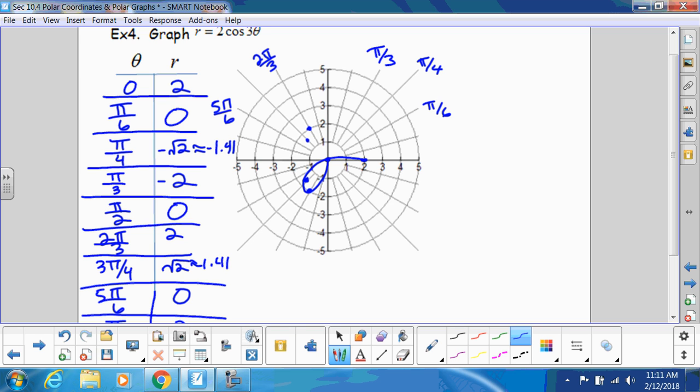Okay, so then that's at 0 again. And then at pi, we're at negative 2. So if I'm at pi, I come back to negative 2. So when I trace that out, it looks like this.